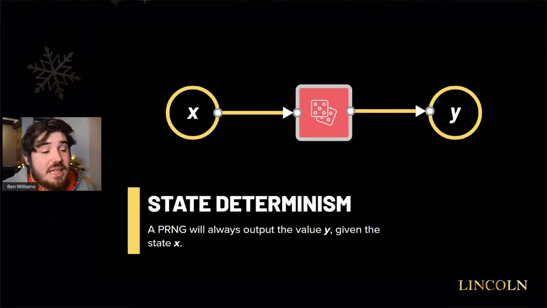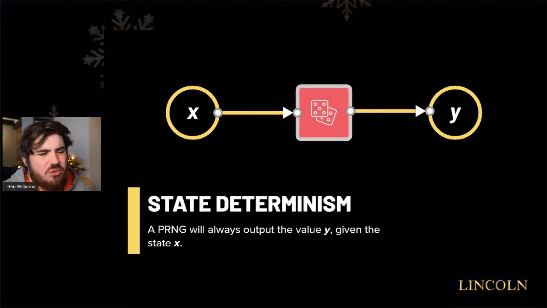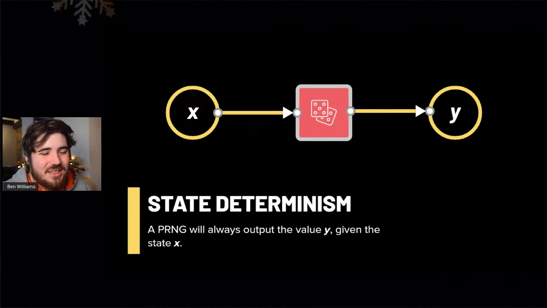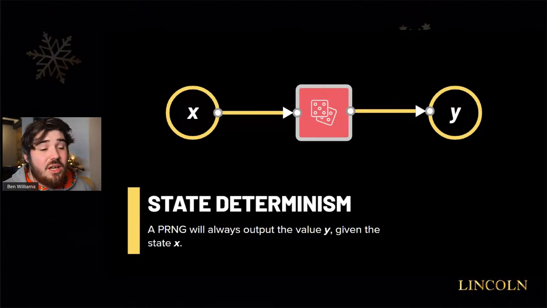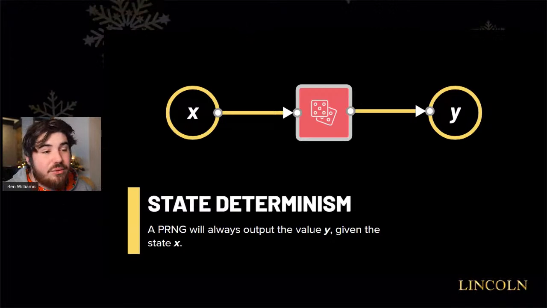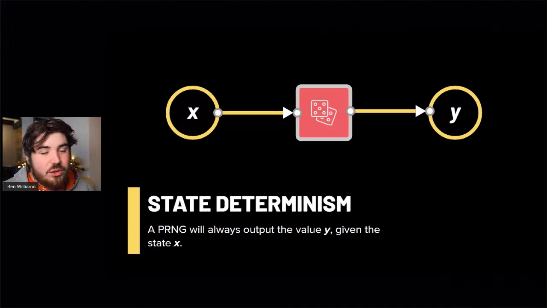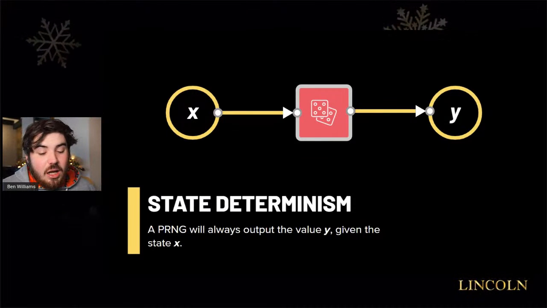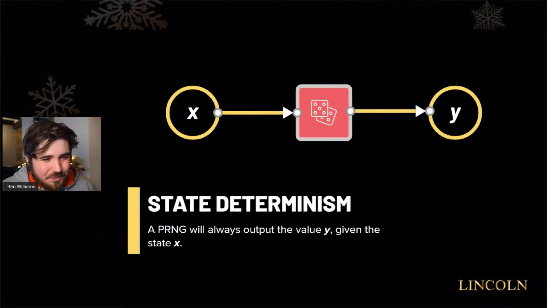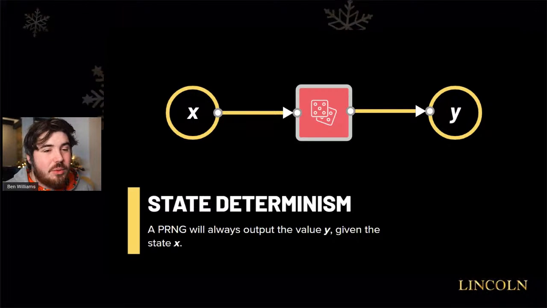Most PRNGs have this property of state determinism, which I always think is a bit weird, because PRNGs are nondeterministic. So why are they deterministic in some sense? State determinism just says that a PRNG will always output the value y for the state x. So if we have, here on the left, x is 5, we'll always get out, say, 7. And if we run this over and over again, we will always get 7 out. That kind of defeats the purpose of a random number generator, I guess. But the point is that for a given state, we will always get a certain output.